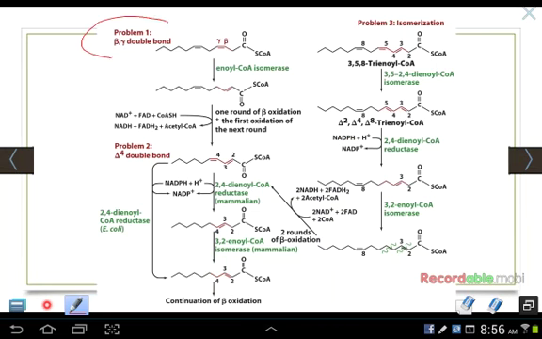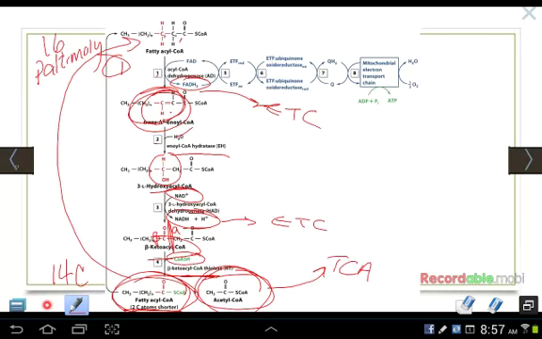So let's look at that in a little more detail. Here's problem 1. We have a double bond at the beta carbon, beta to the CoA. And remember, it's a cis double bond. So all we have to do is use an isomerase to isomerize that cis into a trans. Once we do that, then we can go through a round of beta oxidation. The problem now is that after we go through this round of beta oxidation, this double bond moves up to where it is in conjugation with the double bond formed in this step, okay?